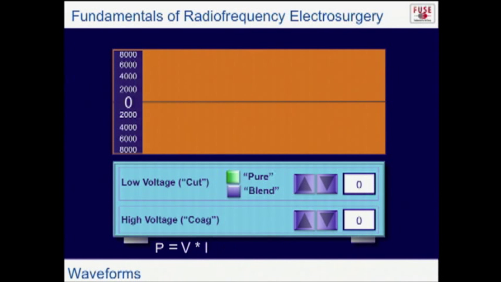So let's look at this in a little more detail. If we go and set our generator at pure and activate our electrode, we'll get this relatively low voltage output. So what happens if we increase to 100 watts from 30 watts? The voltage goes up.